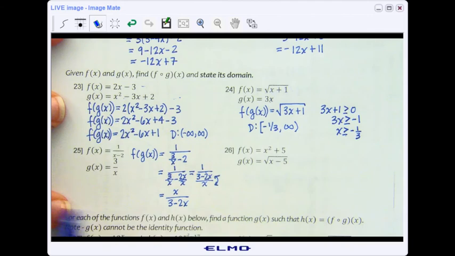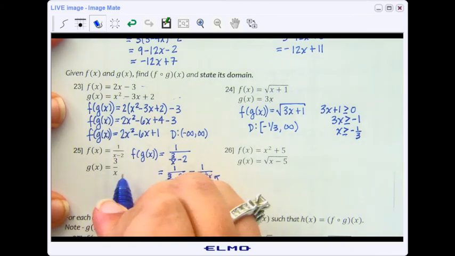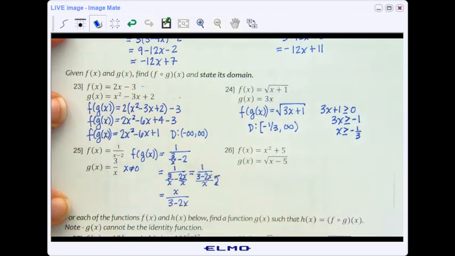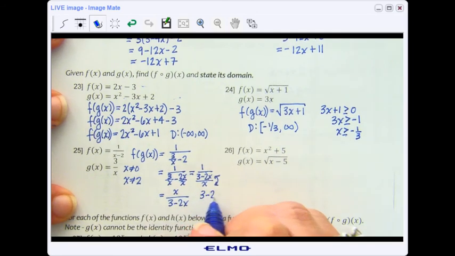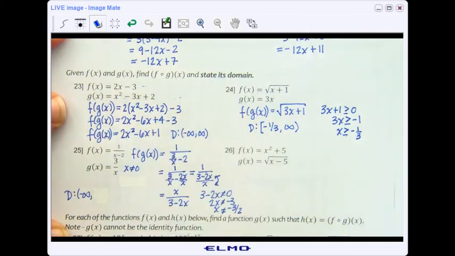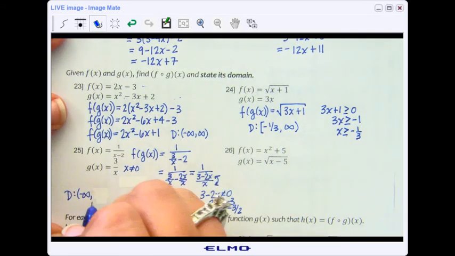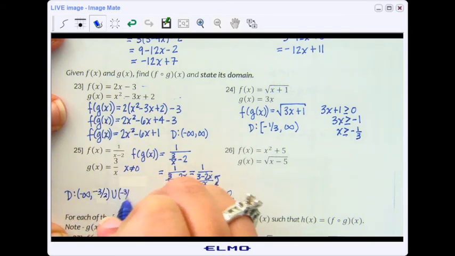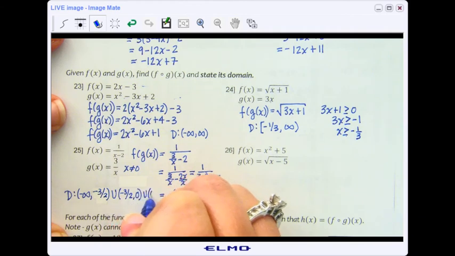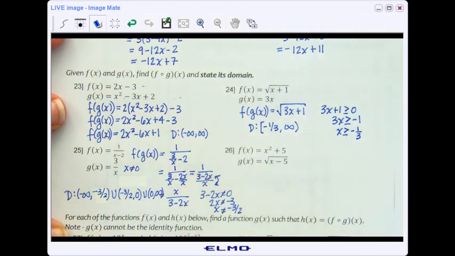Well, first, my input function, my domain, x cannot be equal to 0. And then for this function, if I take my denominator, 3 minus 2x, and set it equal to 0, then I have x cannot be equal to negative 3 halves. My domain will be negative infinity to negative 3 halves, negative 3 halves to 0, and 0 to infinity.